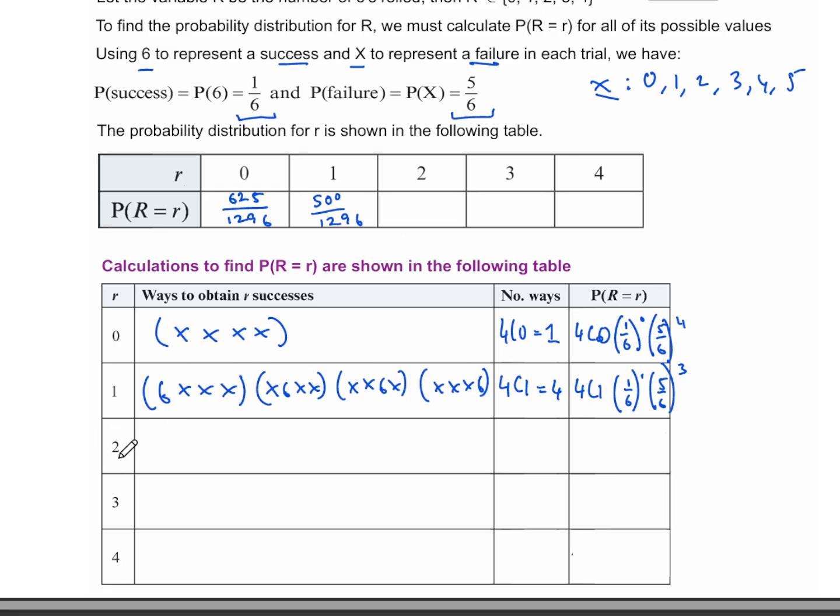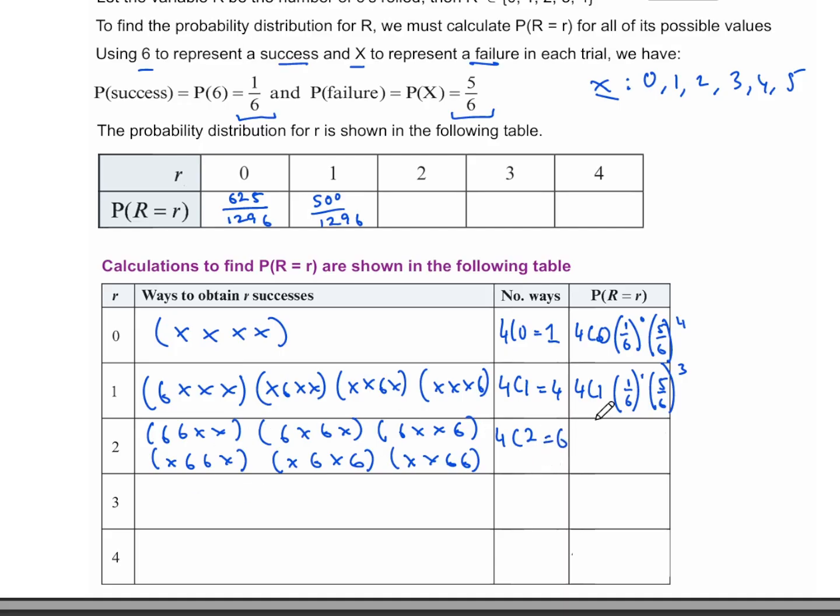Then when you want 2 successes, which means rolling two 6s, these are the possibilities that come out. There are 6 ways that you can have 2 successes, which is given by your 4 places: your first roll, your second roll, your third roll, and your fourth roll. And you want to choose 2 of them being 6s. So you have 4 combination 2, which gives you 6 ways, as we got here.